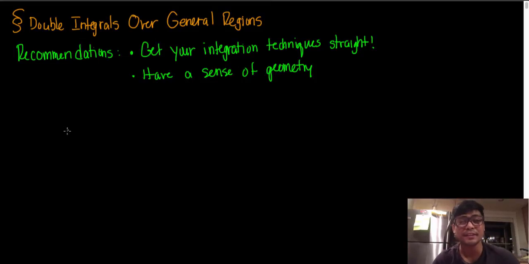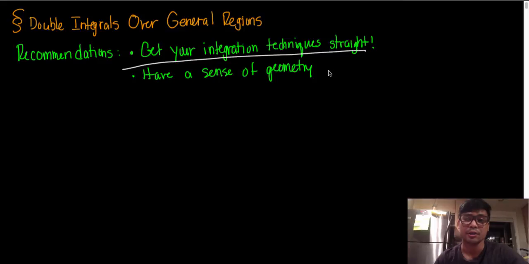This is a second set of videos on double integrals over general regions. Instead of integrating over a rectangular domain, which we've been doing in iterated integrals, we're going to integrate over any shape we want in our domain. A couple of recommendations before we begin: get your integration technique straight. This is a section on integration, so it's important that we keep practicing our integration techniques and also have a sense of geometry. What I mean by that is you don't need a course in geometry for this section, although it's important that we stay vigilant in our logical implications.